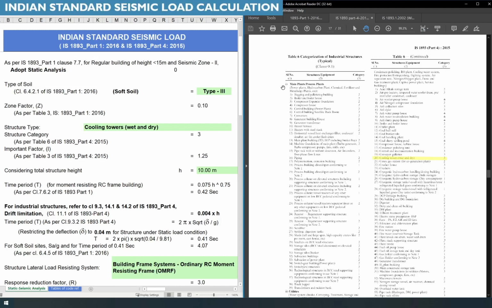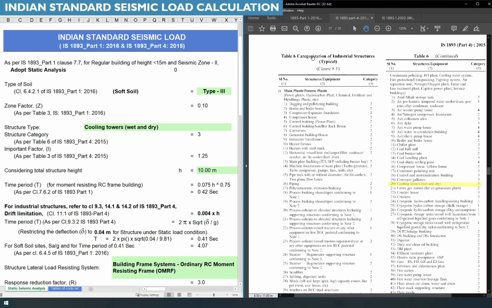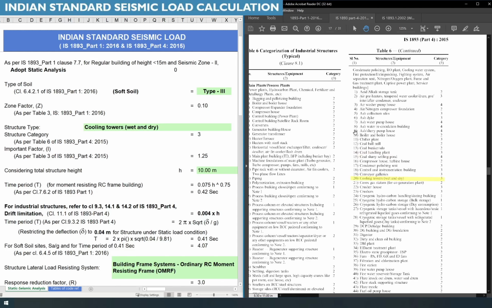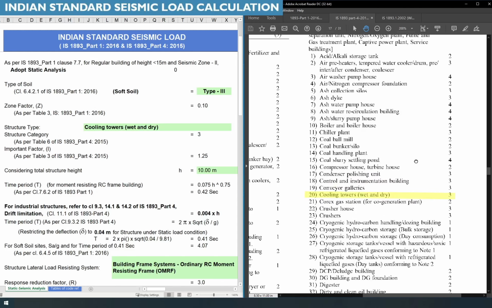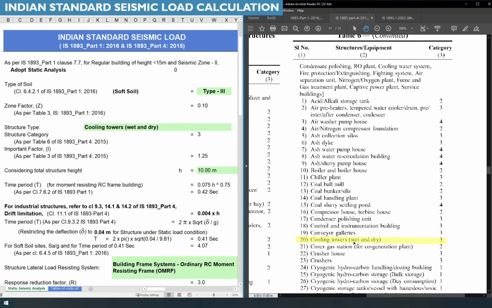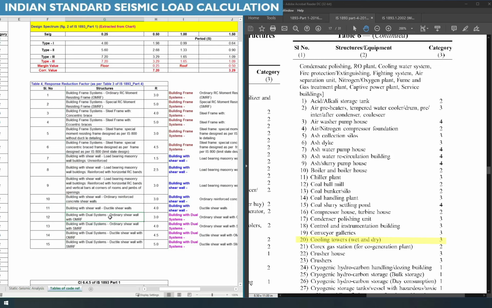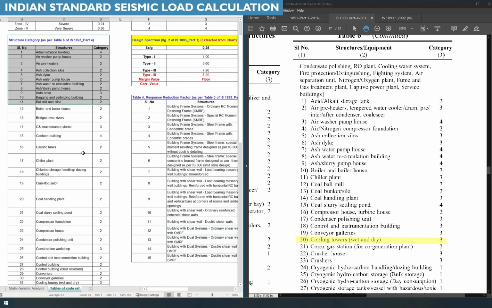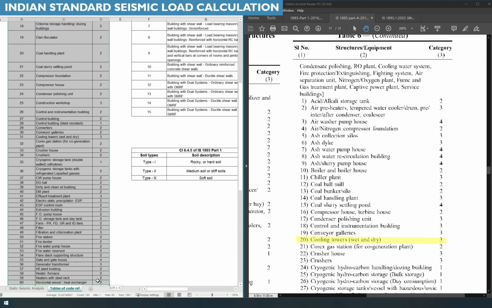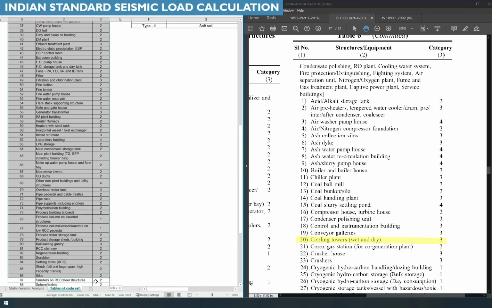So you can see here on the right hand side there are so many lists under categories of industrial structures. Accordingly, the category value is also provided on the right hand side. So I am selecting the cooling towers wet and dry for our calculation purpose. There are so many lists in the drop down list, which is shown in the left hand side Excel sheet. So these are captured in the table next to it, based upon Table 6 provided in IS 1893 Part 4.